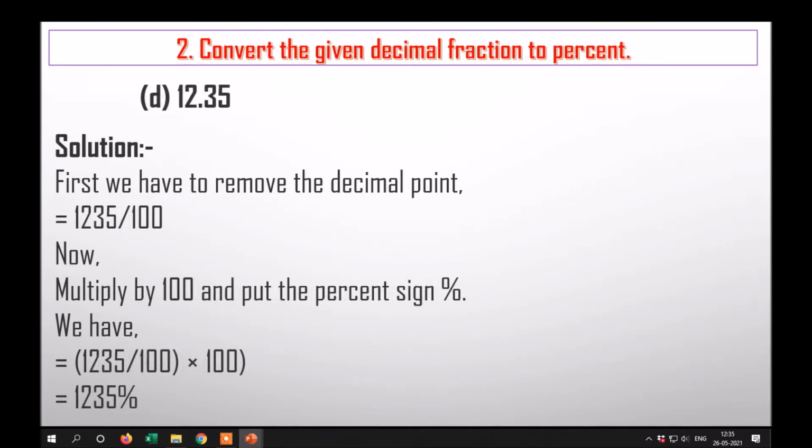12.35. Remove the decimal first. So that is 1235 upon 100. Now we will multiply with 100. So it is 1235 upon 100 into 100. That is 1235%.